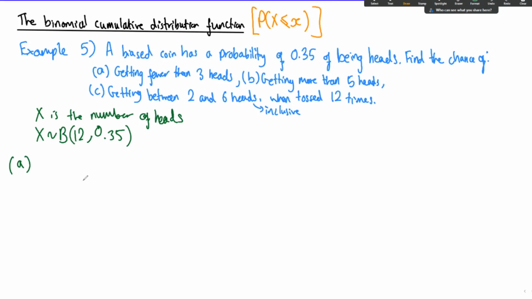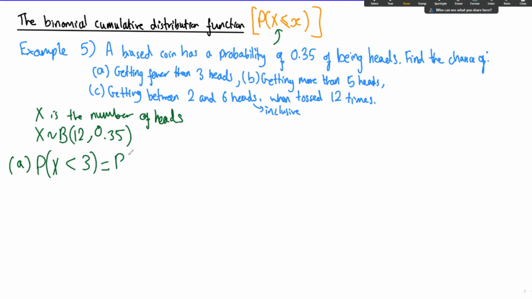So we can start with A. Getting fewer than 3 heads is x being less than or equal to 2, isn't it? Or it would be less than 3. That's fewer than 3 heads, isn't it? But what we always want to do is get it into this form. This is the form we want: x is less than or equal to a value. So we can write the same thing.